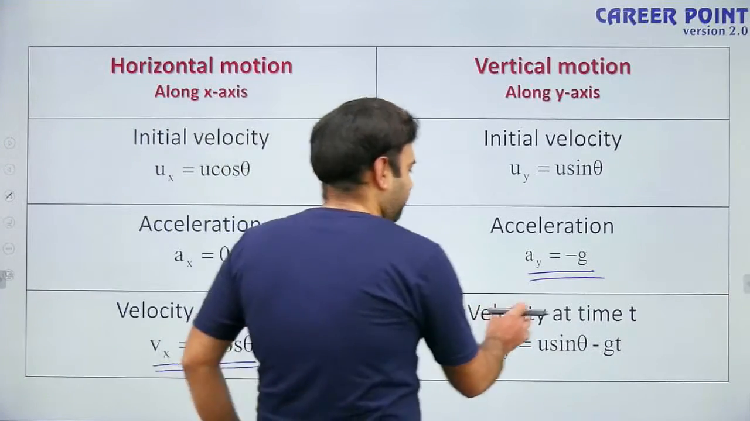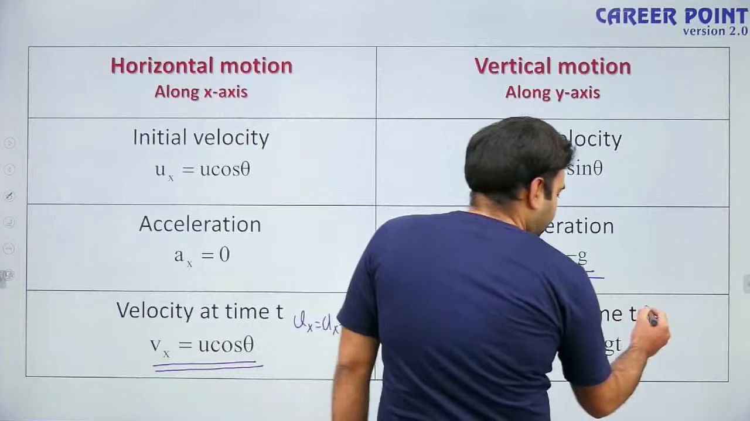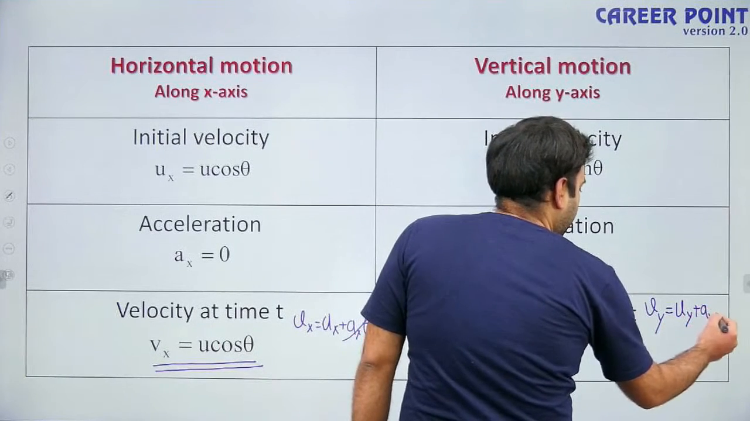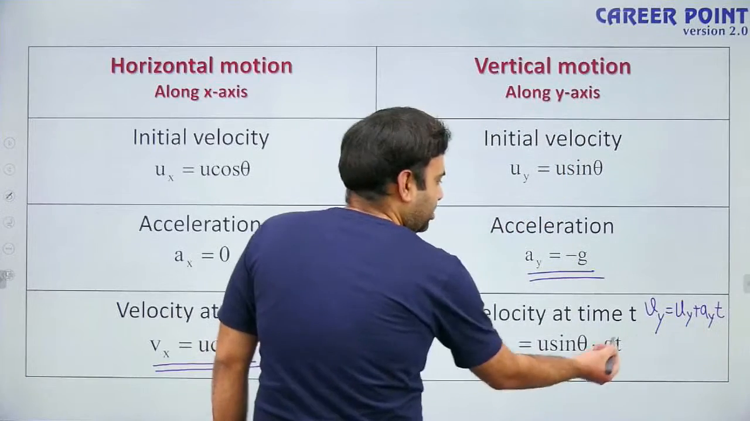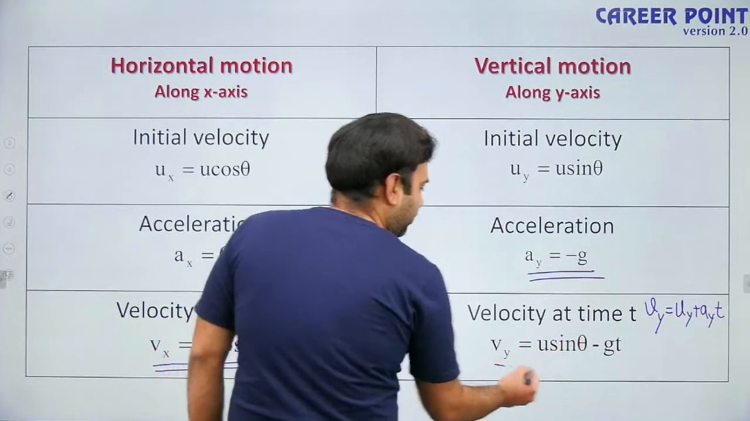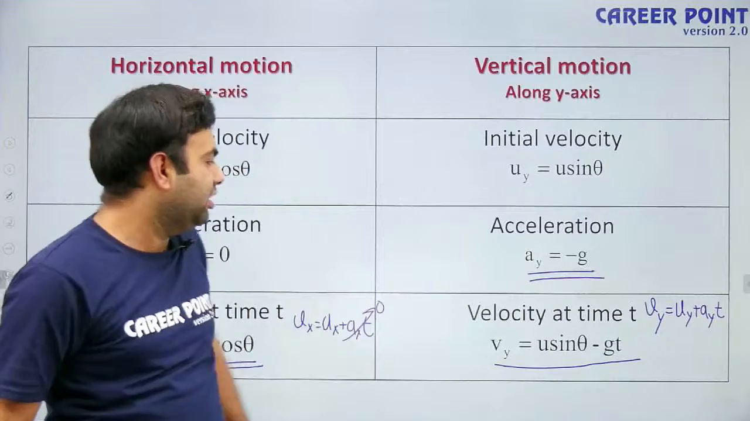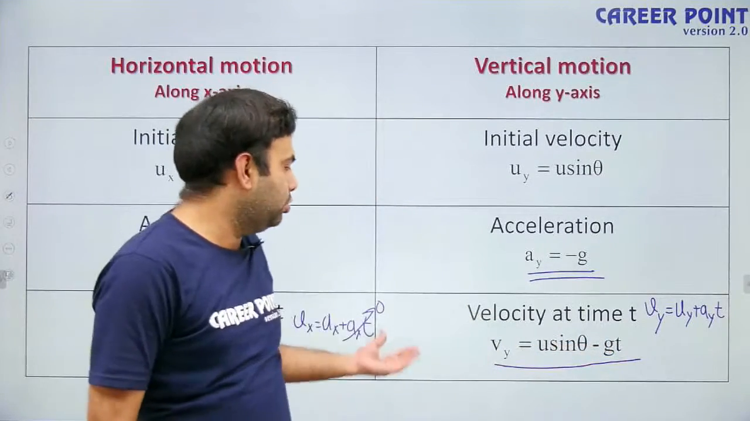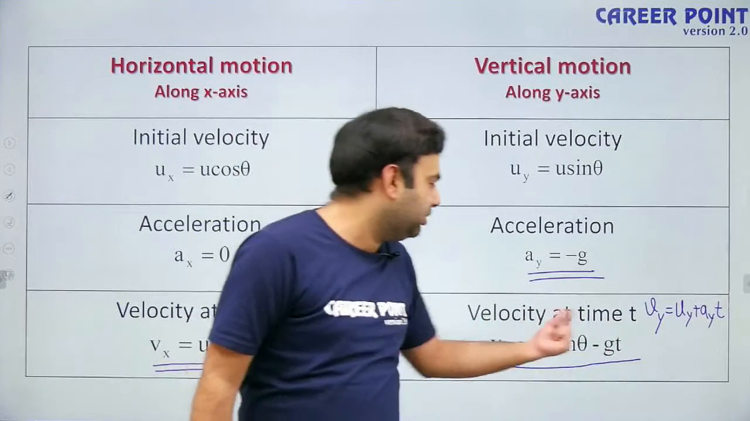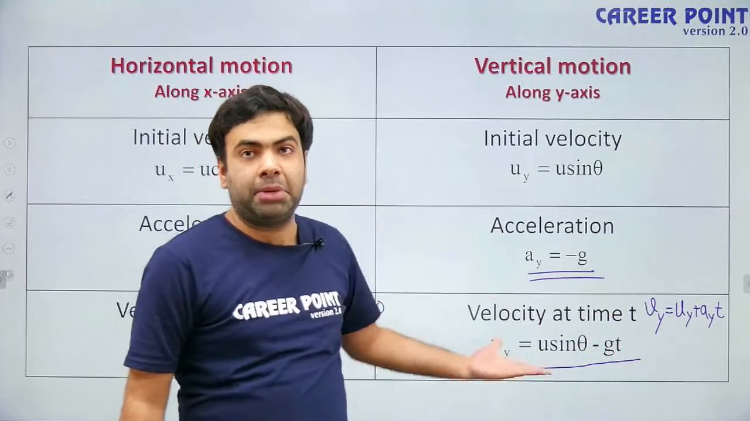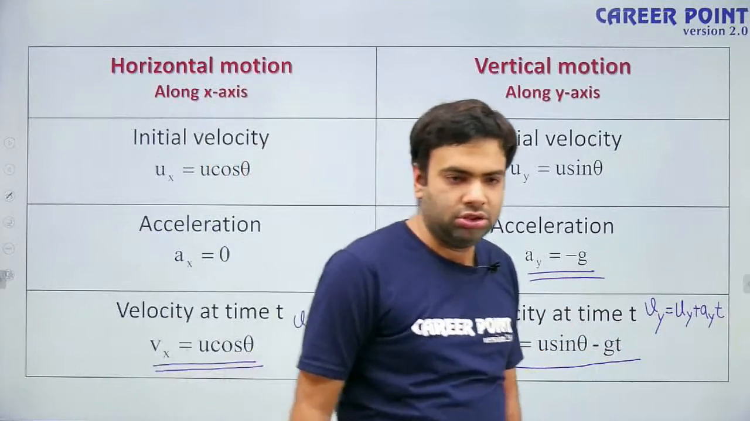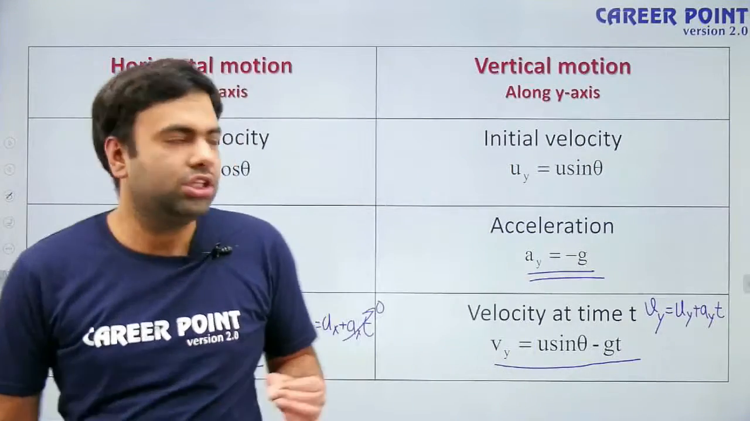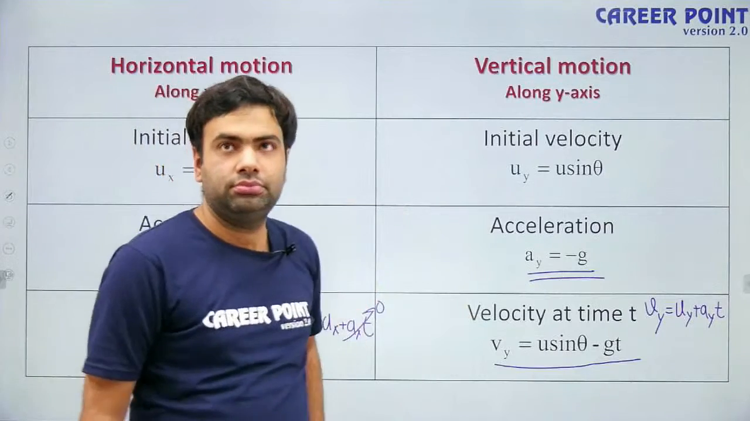So if we apply equation of motion in y direction, first equation of motion, what is that? Vy is equal to uy plus ay into t. Ay is minus g, uy is u sine theta. So we have velocity at any time t in y direction as u sine theta minus gt. Okay, so there is no need to only remember this formula. You should know the concept behind that. If you know this concept, if you know equation of motion, you can easily solve the questions of projectile motion.